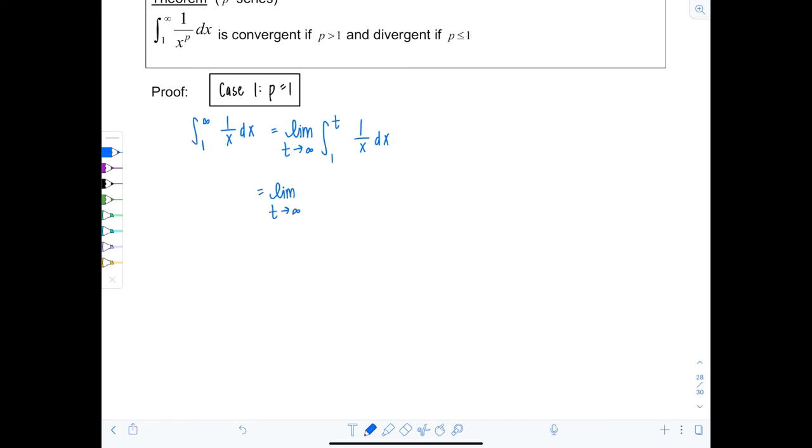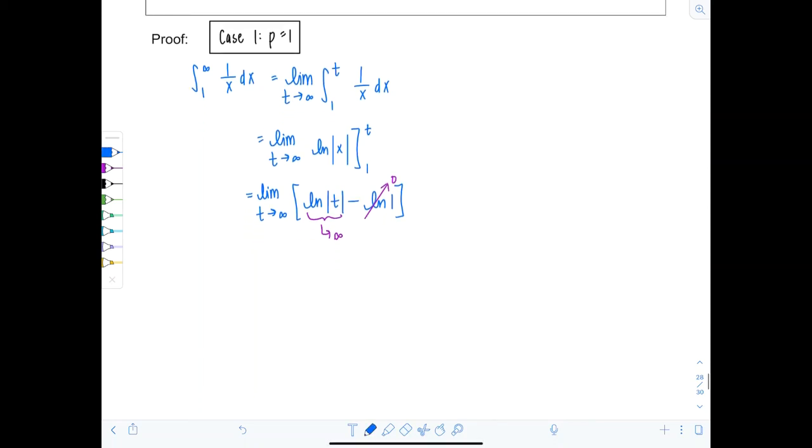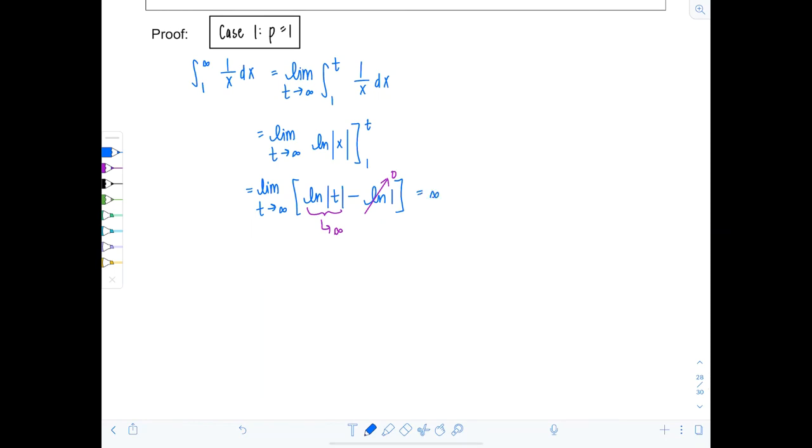This is the limit as t goes to infinity of natural log, absolute value of x, and then I evaluate it from 1 to t, and we get the limit as t approaches infinity. We're going to have here natural log, absolute value of t, minus natural log of 1. Now remember, t is approaching infinity, so natural log of absolute value of t is also going to approach infinity. Ln of 1 is just 0. So what is this limit? That's right, it's positive infinity. So that tells me the integral is divergent.